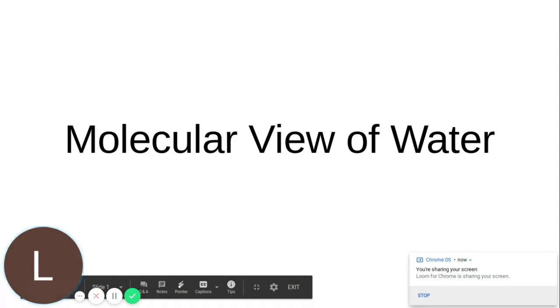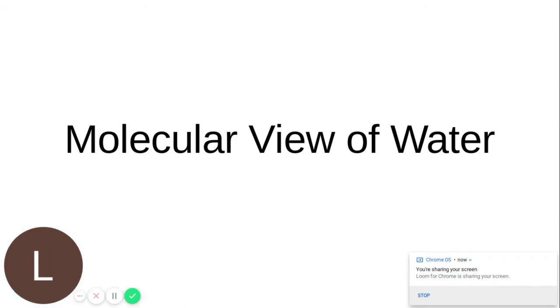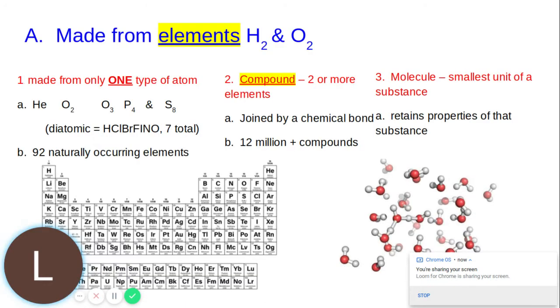Alright, we're going to take a look at the molecular view of water. So water at a molecular level, the molecules within it. Water is made of two elements, hydrogen and oxygen. We put the twos there, the H2 and the O2. We don't just put H and O because they are considered diatomic molecules.